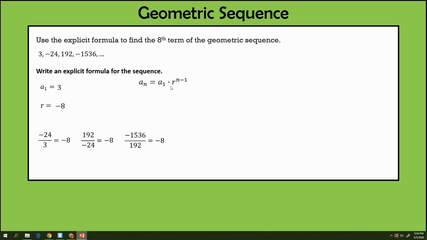Remember, I start with the standard one: a sub n equals a sub 1 times r to the n minus 1. We're going to replace a sub 1 with 3, and replace r with -8. So this is what our explicit formula will look like. This little formula here will generate every answer in this sequence.